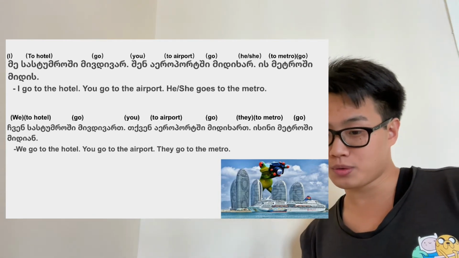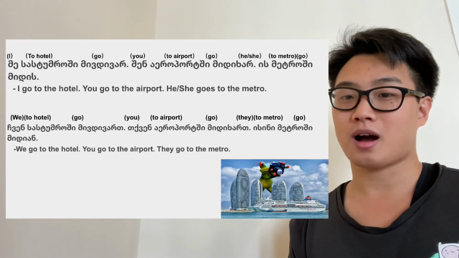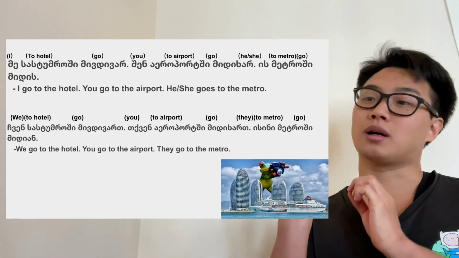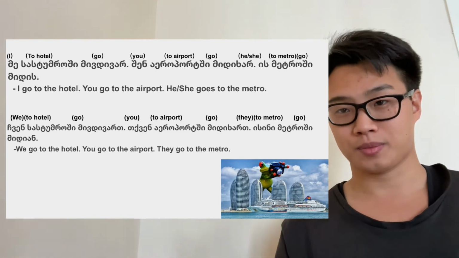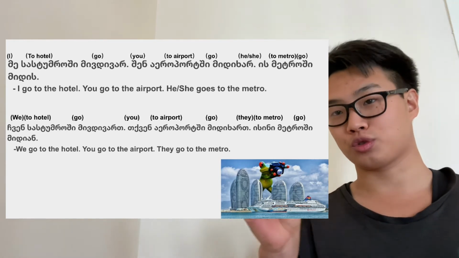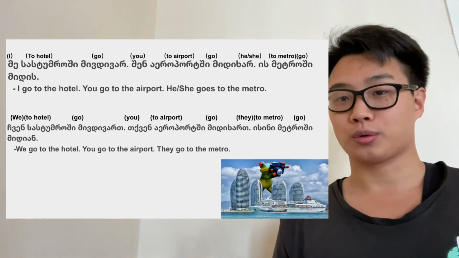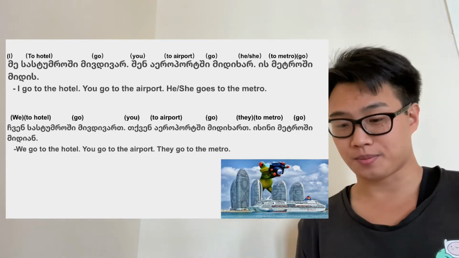And next, you go to the airport. Airport in Georgian is very similar to it. Aeroporti. So when we add the postposition shi, the last vowel i drops out, right? Aeroportshi. So shen aeroportshi midihar. That's it.